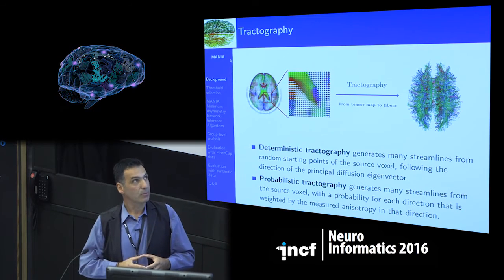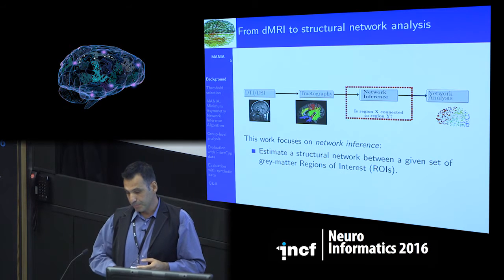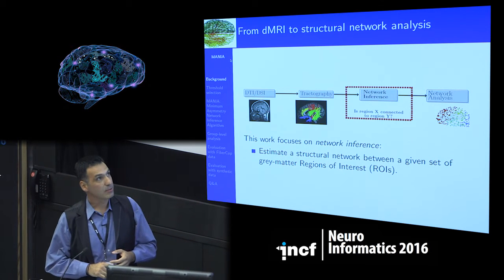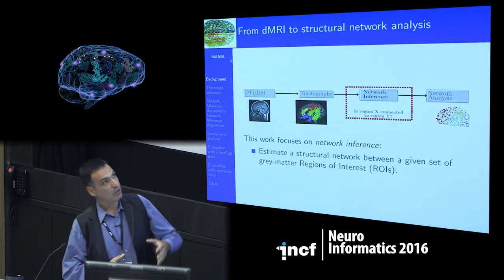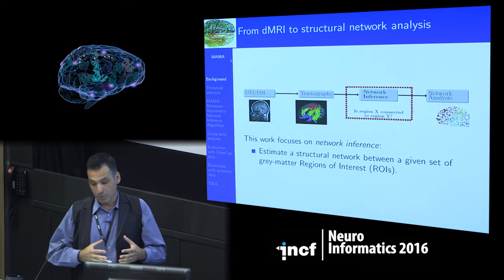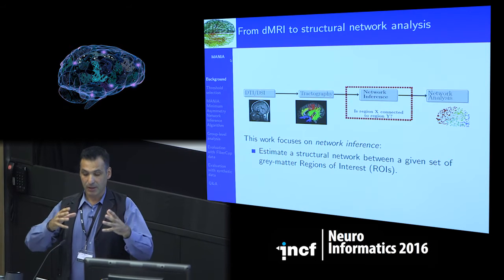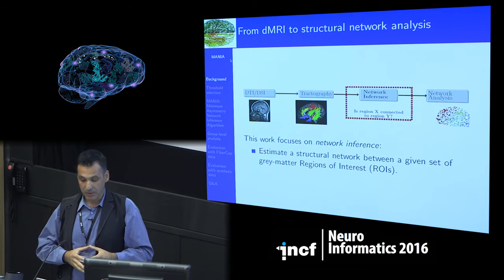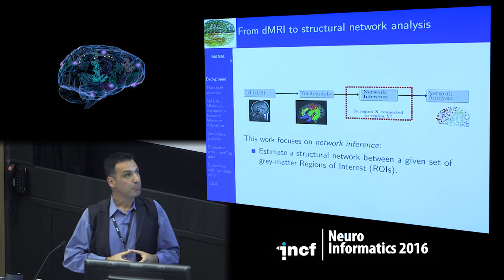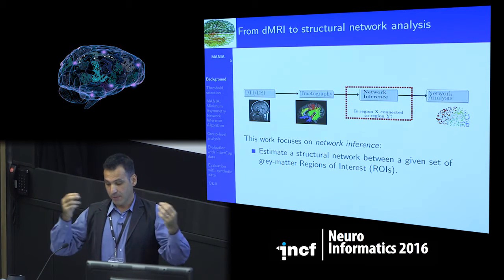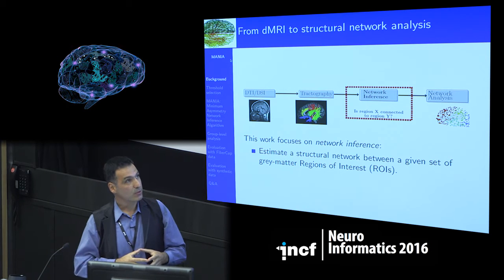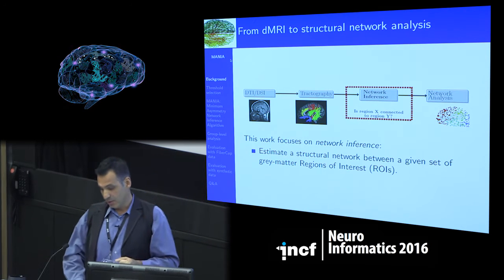With probabilistic, you can take multiple different directions, and these directions are weighted by the anisotropy associated with each direction. So if you want to do network analysis, which is where we come from, after you have your tractography results, you want to answer, for a given set of regions of interest: is region X connected to region Y?